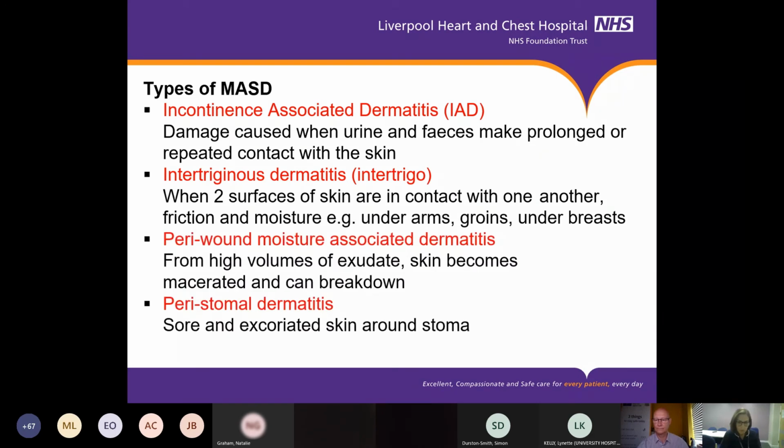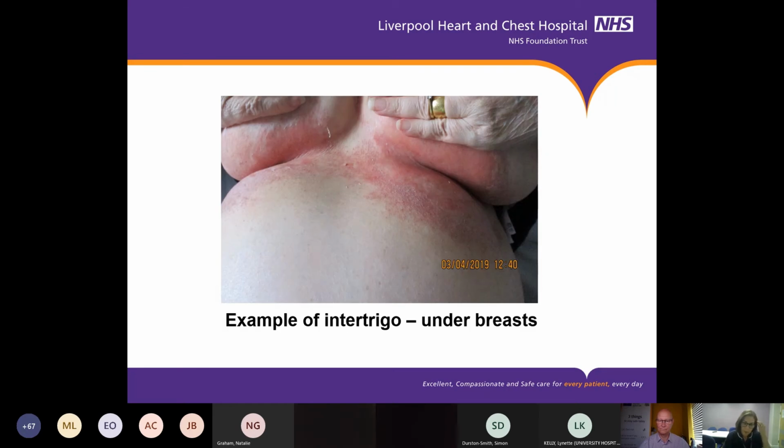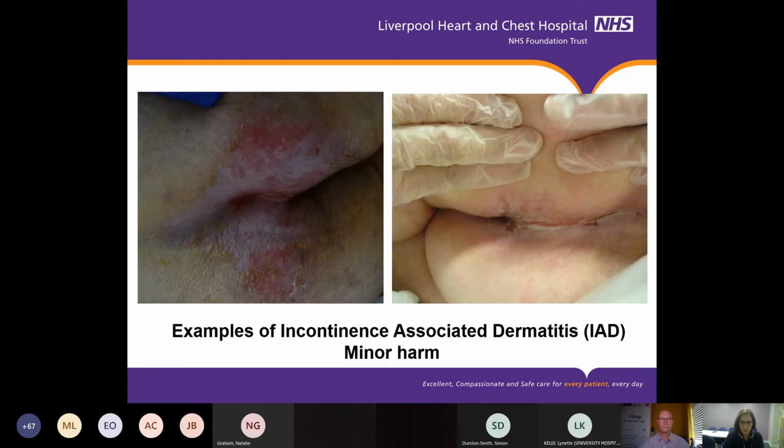And then the last two prevalent types are peri-wound moisture damage and peristomal dermatitis, and they're from volumes of wound fluid or stomal fluid. Just some images to show a couple of examples. Example of intertrigo. This is very common. We see lots of people come into our hospital with this as a recurring theme, and some patients develop it while in hospital or at home.